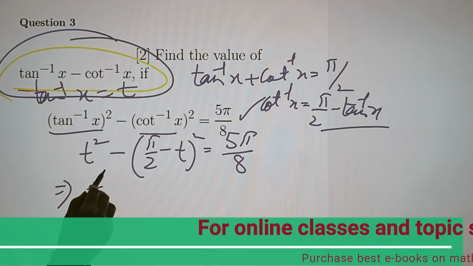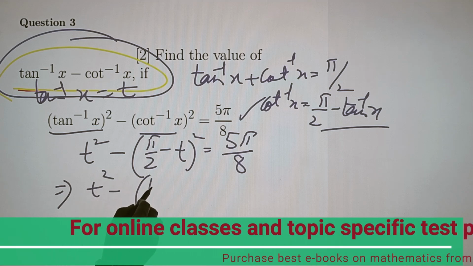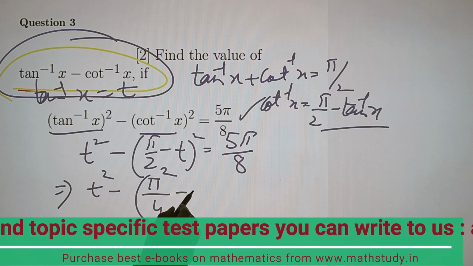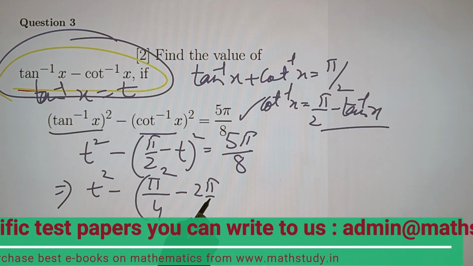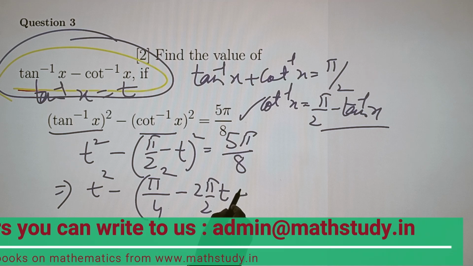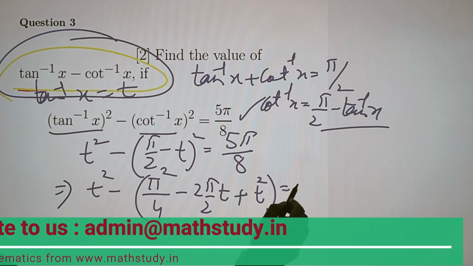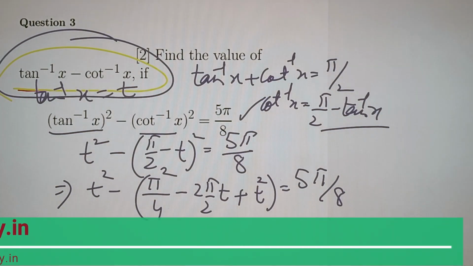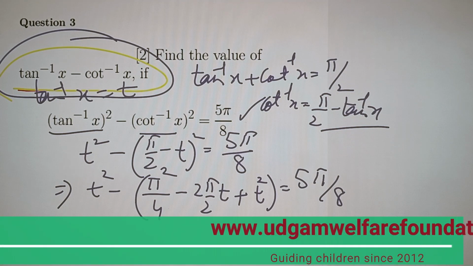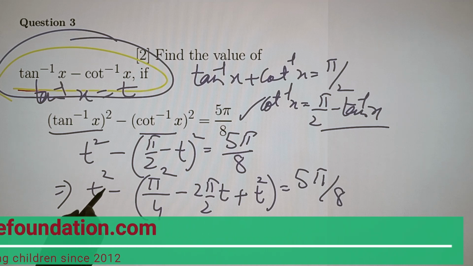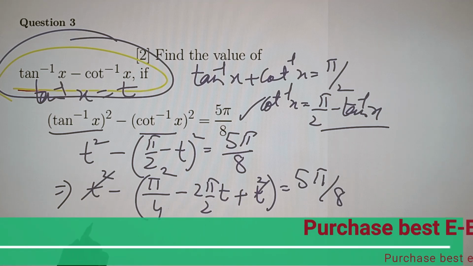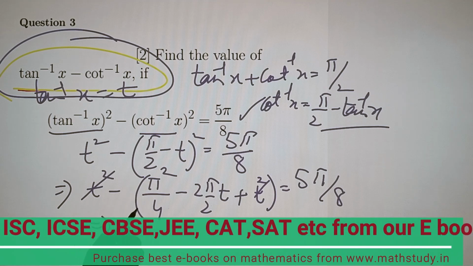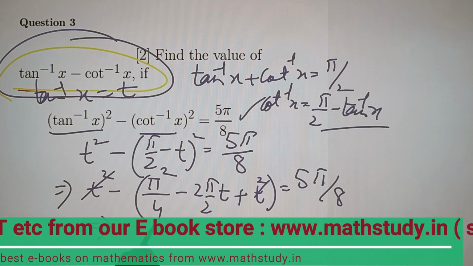So this implies t square minus, we can simply expand it by using (a minus b) whole square, pi square by 4 minus 2 pi by 2 into t plus t square, very simple, equals to 5 pi by 8. Now we can see that after expanding it, t square is getting cancelled, and we have to take care, because if we open the bracket then all the signs will change here.